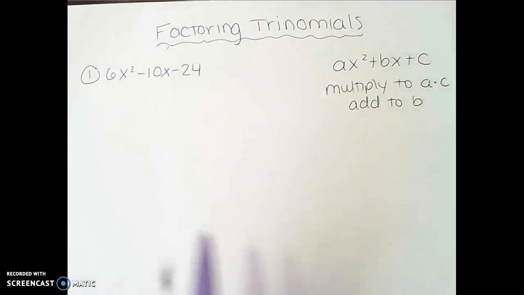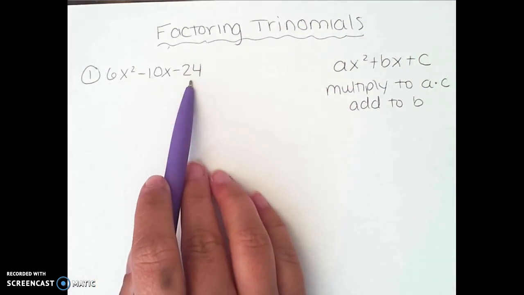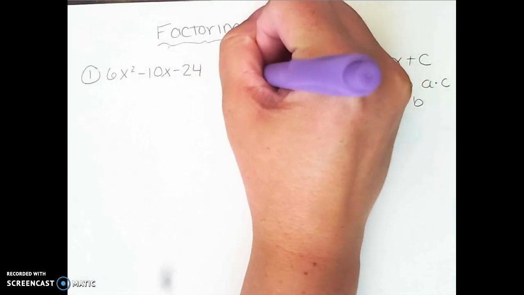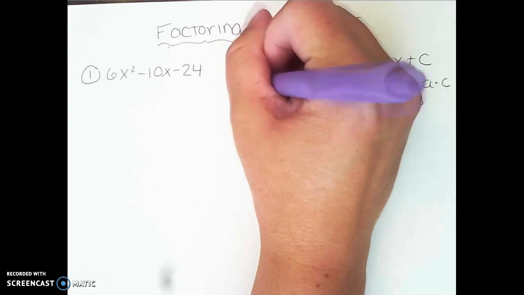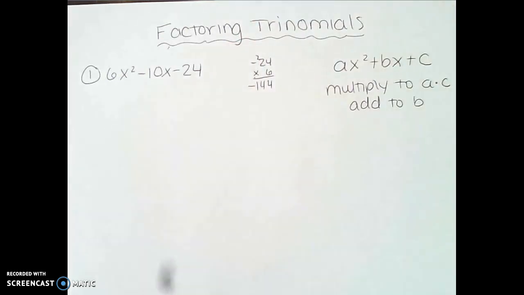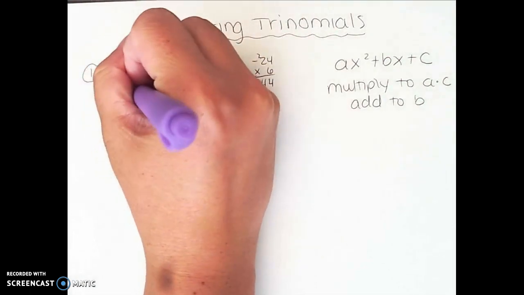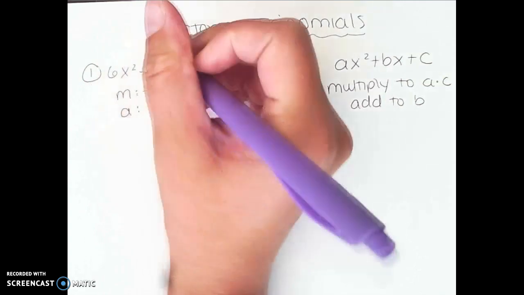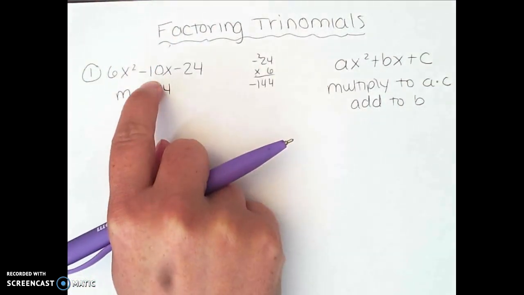So in this case, a is 6. C is negative 24, so we just need to calculate negative 24 times 6. We get negative 144. So I want to multiply to negative 144 and add to b, which is the coefficient of the middle term, which is negative 10.